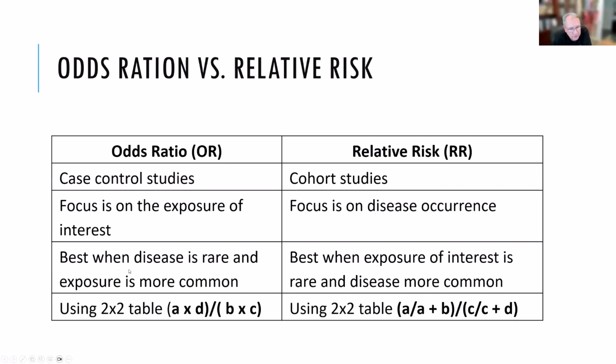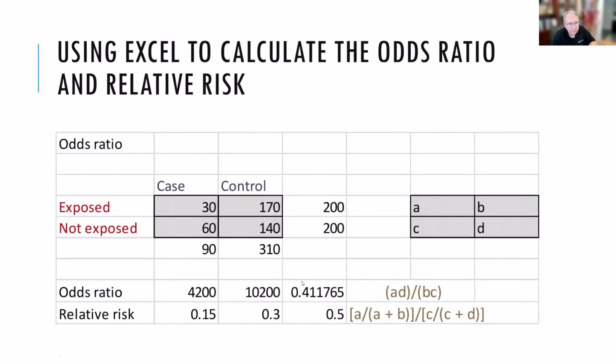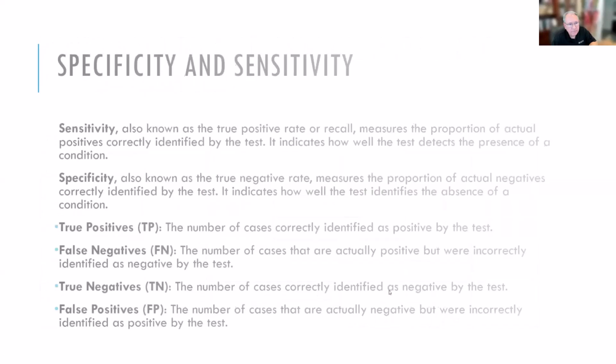The odds ratio is used best when the disease is rare and the exposure is more common, so lung cancer and smoking, whereas relative risk is where the exposure of interest is rare and the disease is more common. And then we have the formulas here. This is just a screenshot of the odds ratio calculator that I just showed you. So it has the numbers and it has the formulas here.